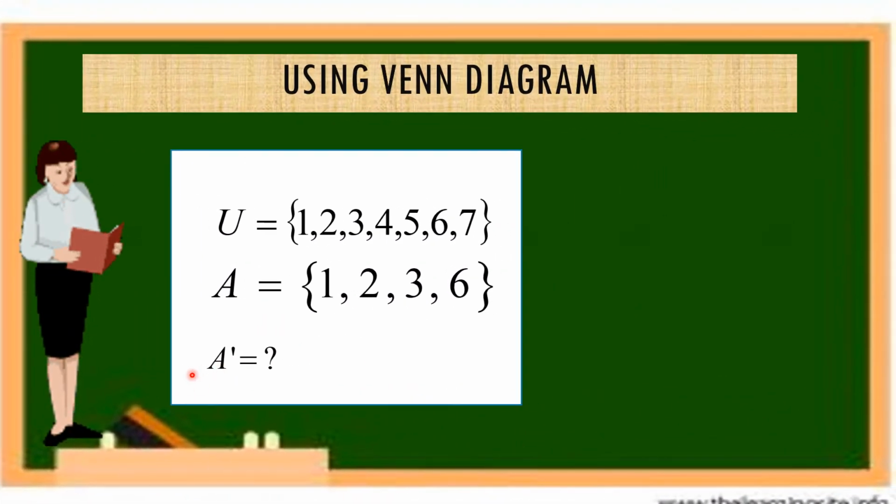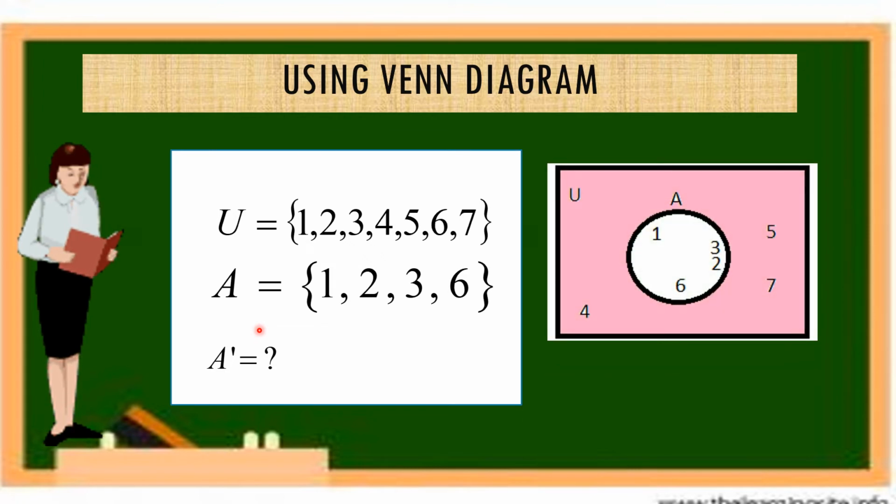So we need to find A prime. What is A prime, or the complement of A? That is the elements in U that are not in A. Ano ang nasa U na wala sa A? That is the complement of A. We have the figure. We have 1, 6, 3, and 2 for set A. And what are the elements in U that are not in A? We have 4, 5, and 7. And that is the complement of A.